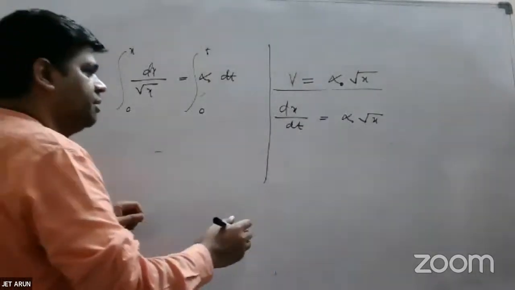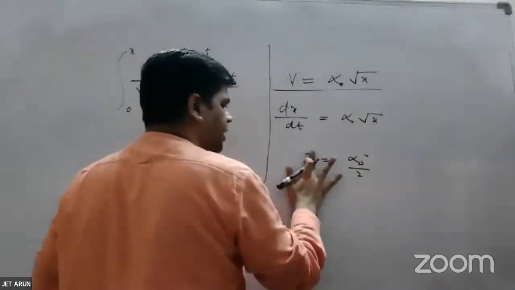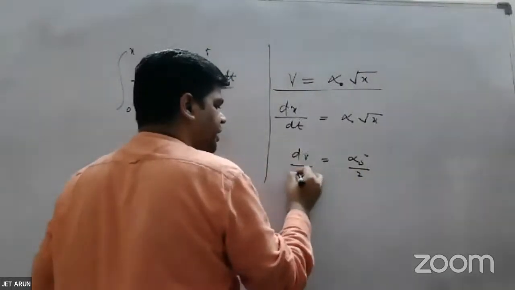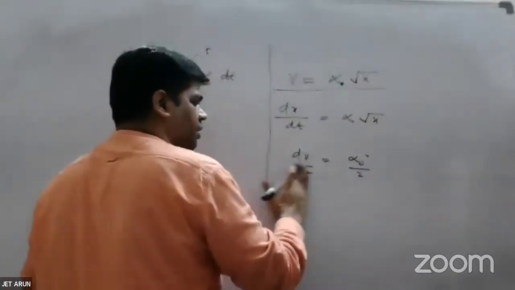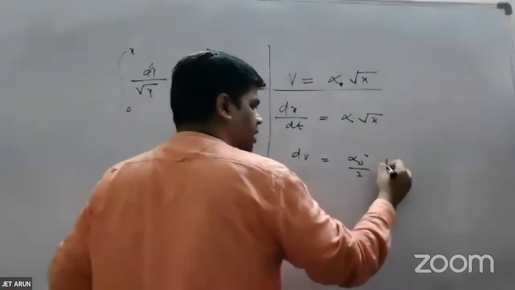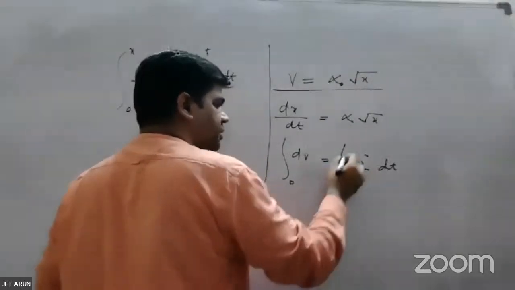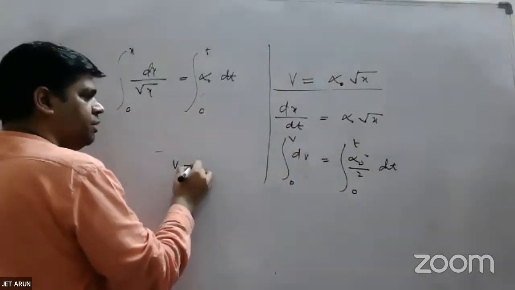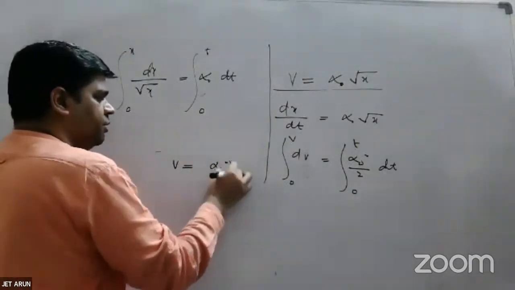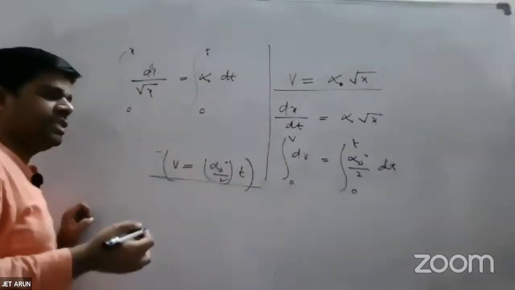I got acceleration. Acceleration is alpha square by 2. I'll write dv by dt is equal to alpha square by 2, so dv is equal to alpha square by 2 dt. I integrate. The particle started from rest. At t, it is v. So v is equal to alpha square by 2 into t. But we don't even need to integrate, since this is a constant acceleration motion.